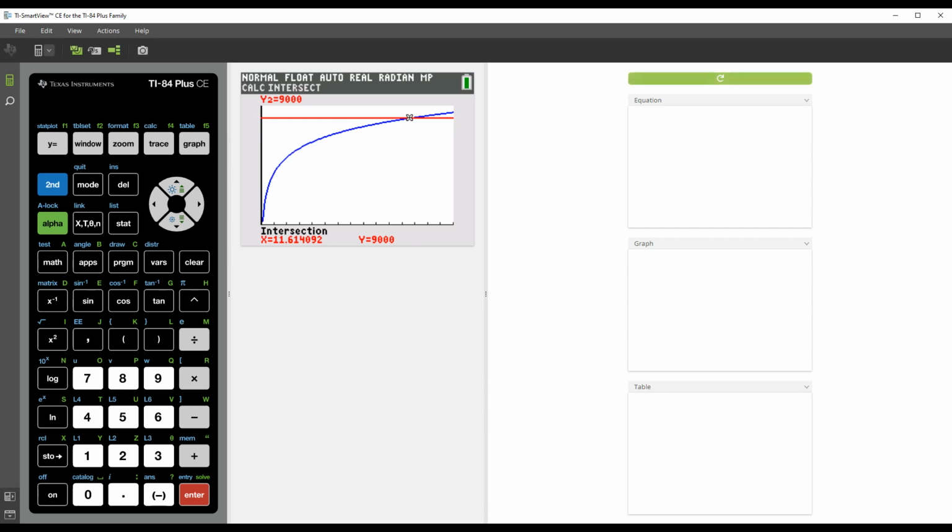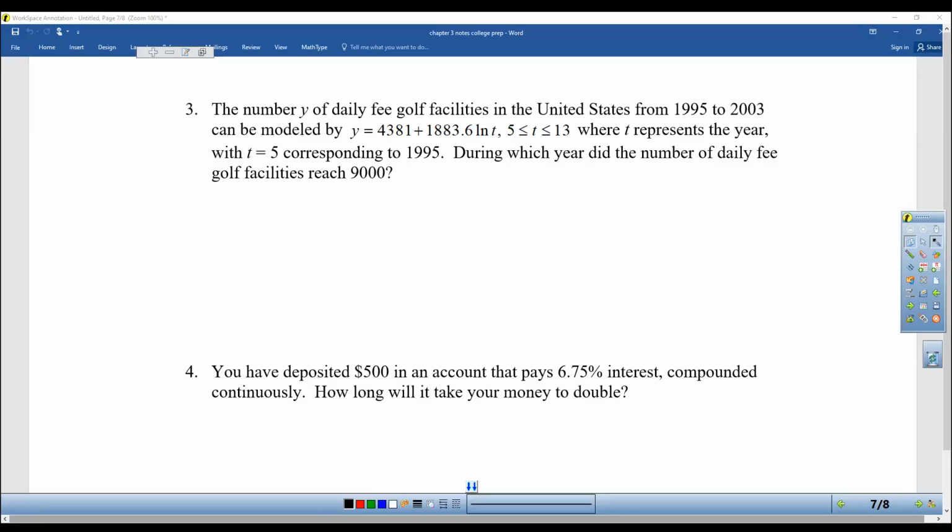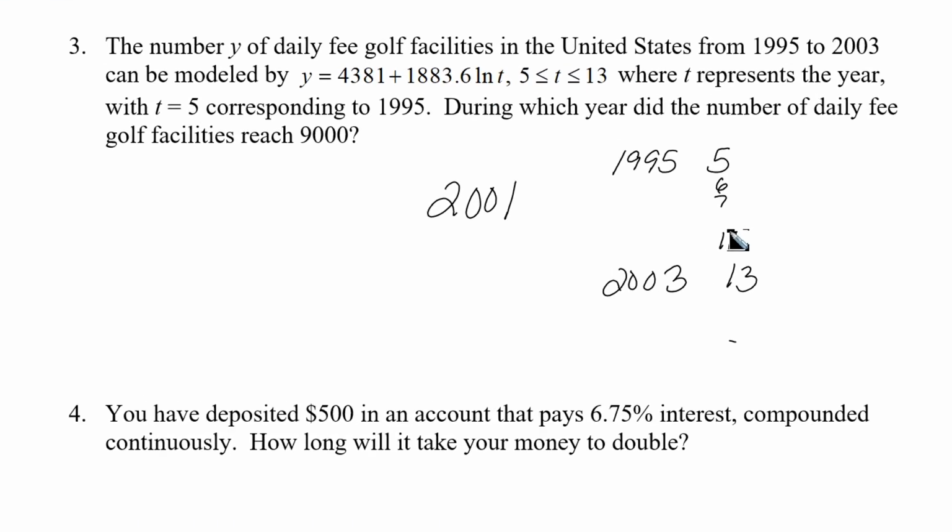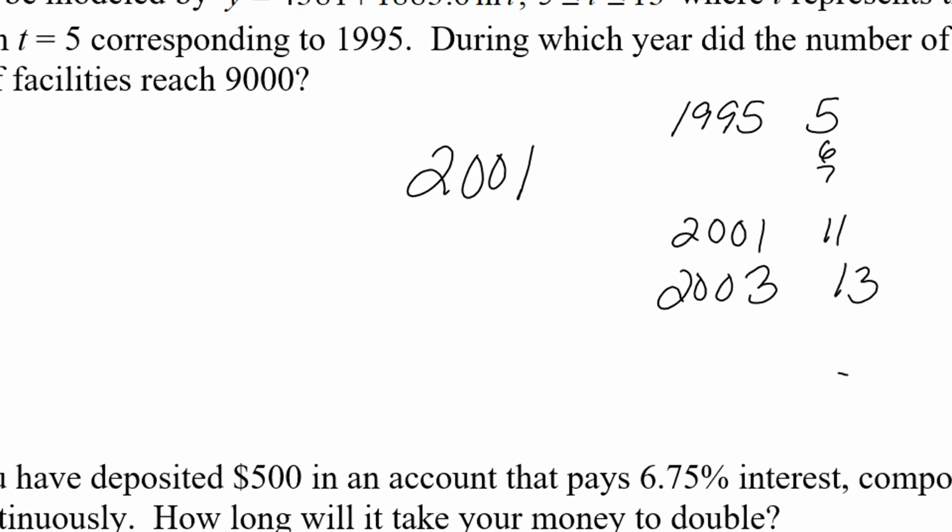So this must be 2001. That is another hard part of this problem, is converting it to years. So 2001. So the last answer, I'm just going to write it here on the board for you, was 2001. And again, if you didn't quite follow why, because if 1995 is 5 and 2003 is 13, then you can keep going one at a time, but 11 is going to be 2001.